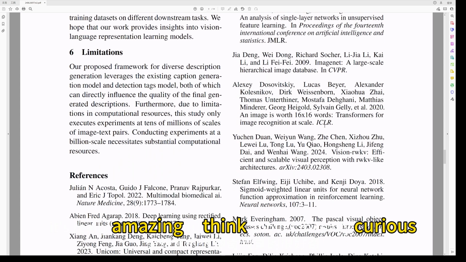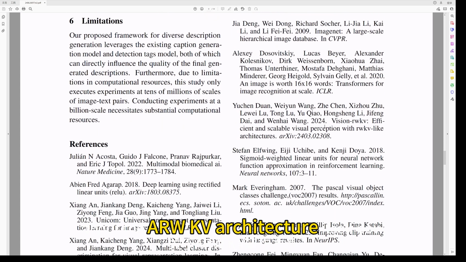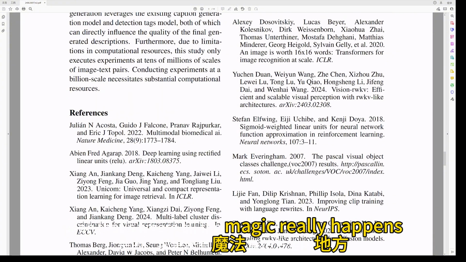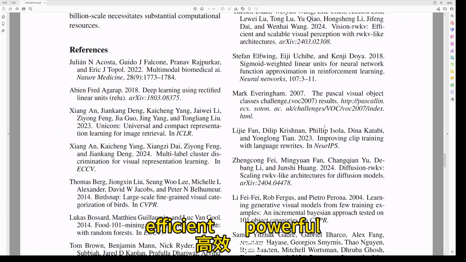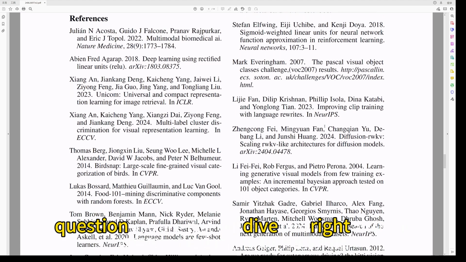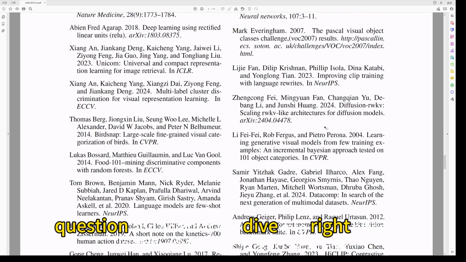I'm really curious about the RWKV architecture itself now. Yeah, that's where all the magic really happens. What are the key things that make it so efficient and powerful? That's a great question, and one that we'll dive into right after this.